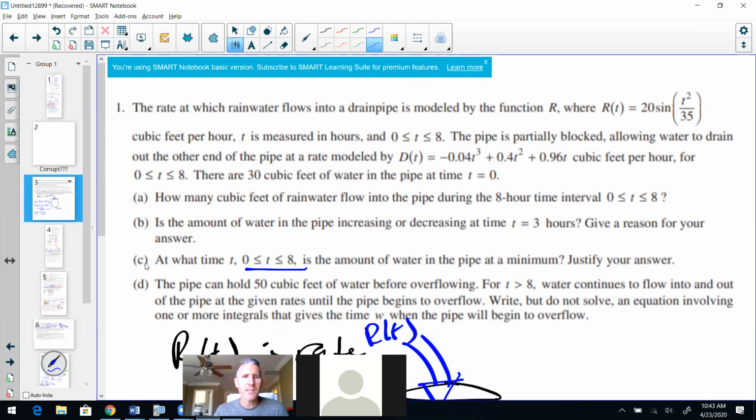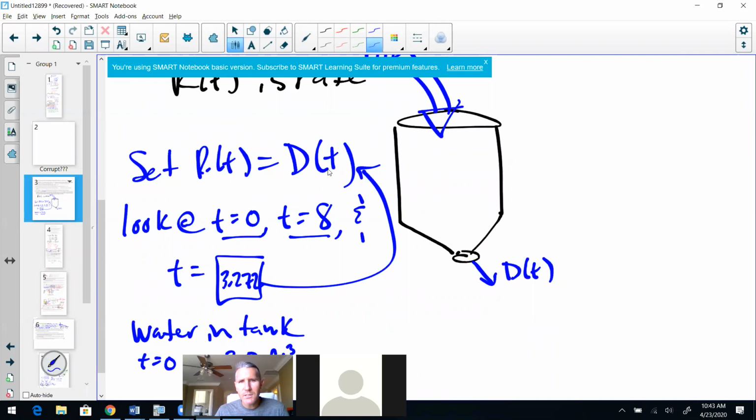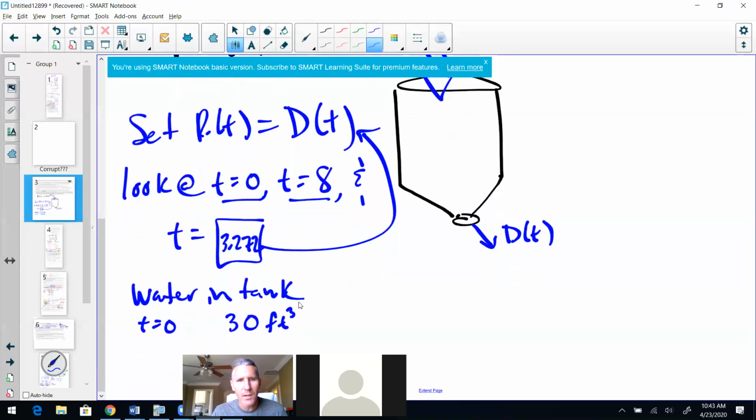Looking at part C, it asks at what time between 0 and 8 the amount of water in the pipe is a minimum. They give you the rate that the water is entering and the rate that the water is draining. So we're going to set R of t equal to D of t, because setting the rates equal to each other gives us when the water level is either going to be a max or a min. We have a closed interval from t equals 0 to t equals 8. When we set R of t equal to D of t, we get t equals 3.272, okay?